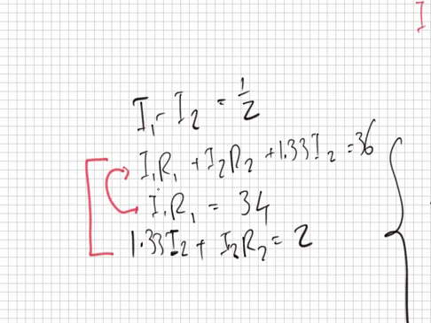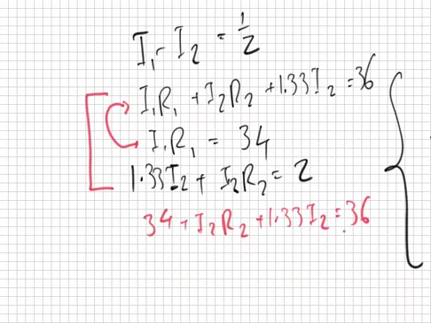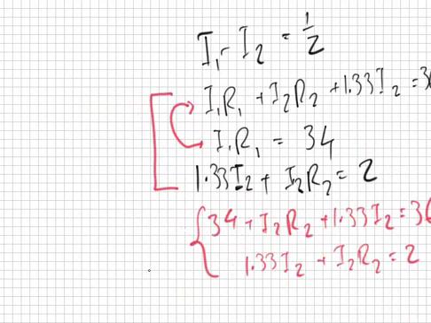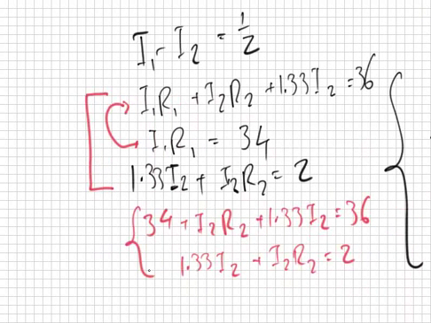So we'll get 34 plus I2 R2 plus 1.33 I2 equals 36. We're just stuck with the same thing. Is it identical? No, it's not. We don't have I1 R1. And then this second equation here is 1.33 I2 plus I2 R2 equals 2. Now, how many equations here? 2. And how many unknowns? 2. So you can solve these normally. If you bring the 34 to the other side, uh-oh, he has a point. Same thing.